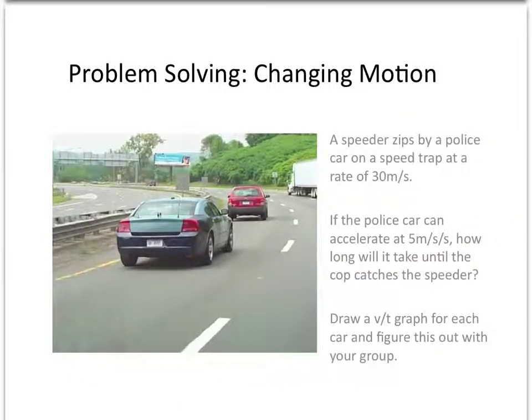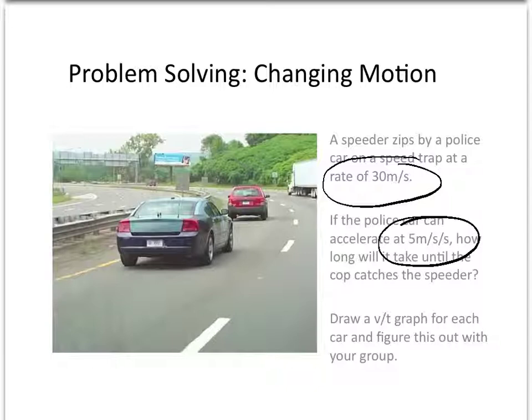So a situation where that would occur would be one like this, where we have a speeder who zips by a police radar trap at some speed right there. And they don't ever tell us that the speeder speeds up, so we're going to assume that that means that's a steady speed. But we also notice that the police car can accelerate, and they give us this term right here.